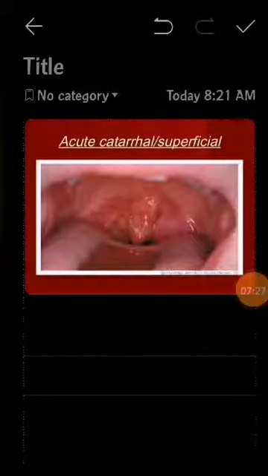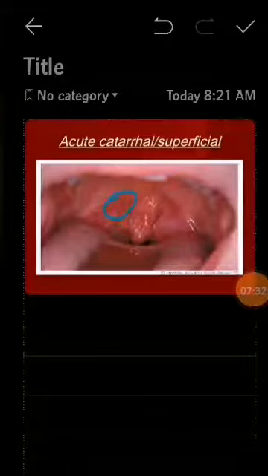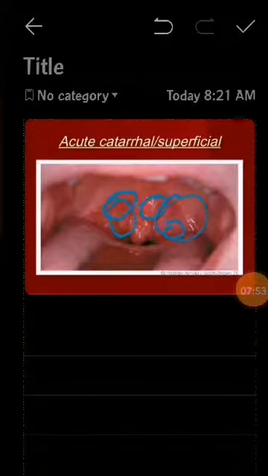You can see here the acute pterygoidal and superficial pharyngitis. You can see some points on the posterior pharyngeal wall with engorgement of the vessels. But you cannot see clearly the engorgement of the vessels here. But you can see something about the uvula, the upper part of the uvula as well.